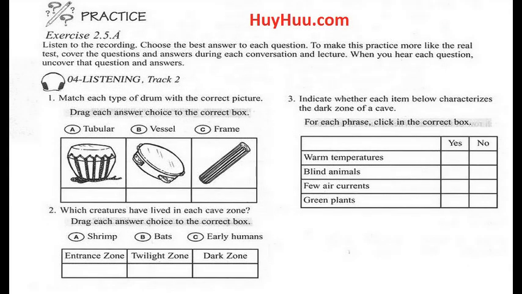Exercise 2.5a. Question 1. Listen to a musicologist talk about drums. Drums can be divided according to shape. Some of the types are tubular, vessel, and frame drums. One of the most common tubular drums is the long drum. A lot of long drums are cylindrical.